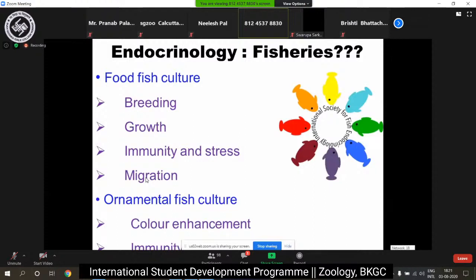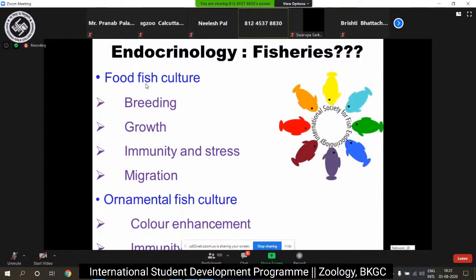So often, culture fishery is oriented in terms of production. Either we are going to produce fish which we are going to consume, or we are going to produce fish which has some sort of aesthetic value. So we keep them in an aquarium, look at them and find ourselves happy. Okay, fine, they look so good. Whenever we are talking about food fish culture, the main objective in these cases is to enhance breeding, so we can always go for developing technologies related to breeding.